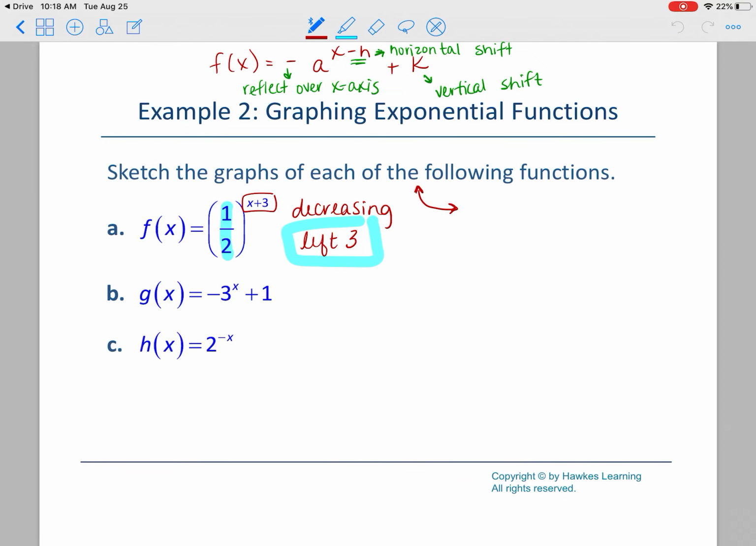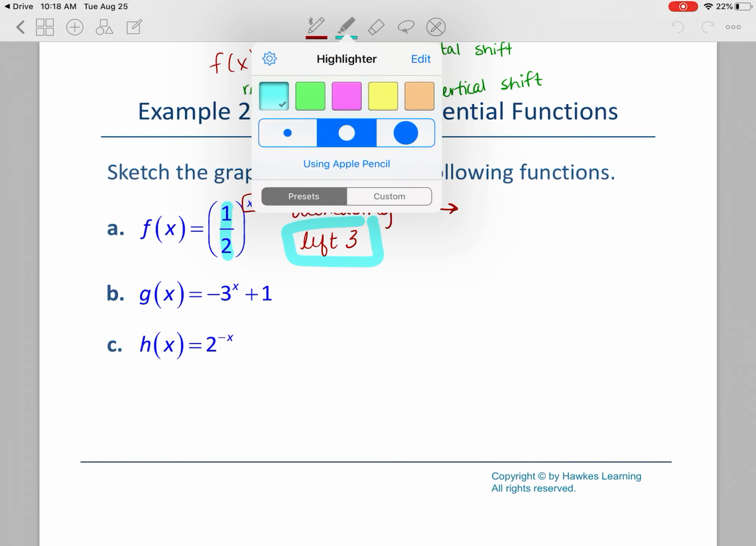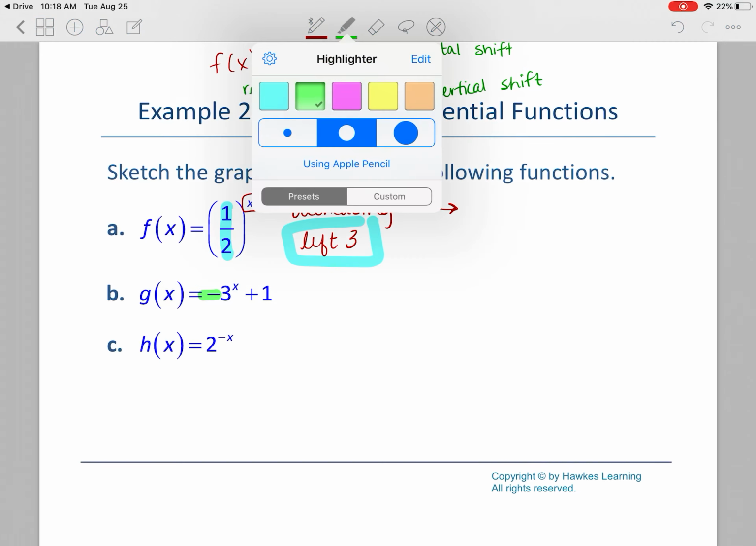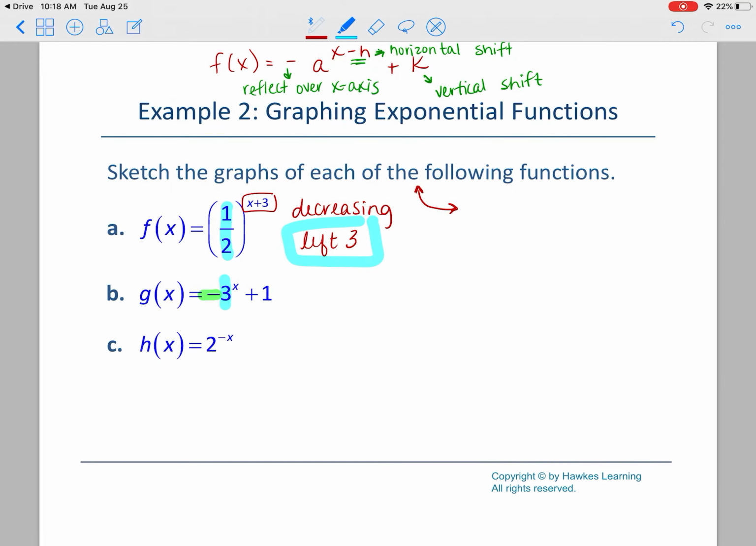We said it was increasing. Now, I always have students that get this wrong. This negative does not change the increasing, decreasing. Okay? It just reflects. So, since my base is still +3, this thing is increasing.